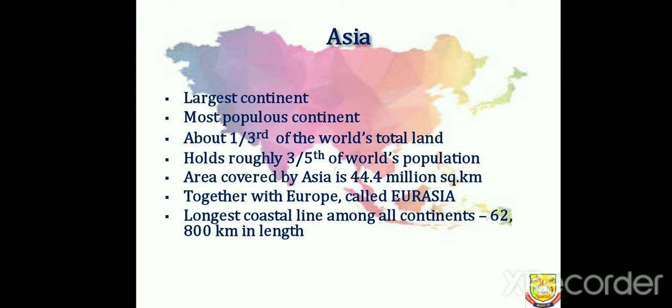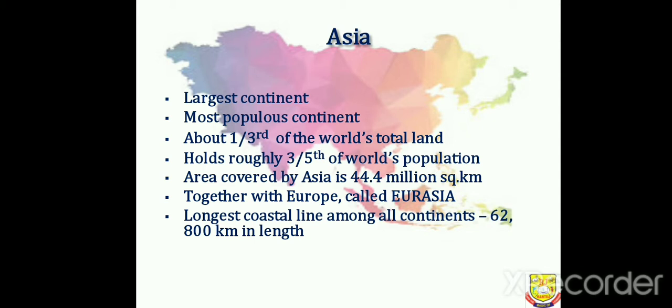Asia is the largest continent and it is the most populous continent in the world. It covers about 30% of world's land area, that is one third of world's total land. This continent has great diversity, that is difference in terms of physical features, climate, vegetation, wildlife and people. The reason is it stretches to a large extent from east to west, and therefore it is said to have a great diversity.